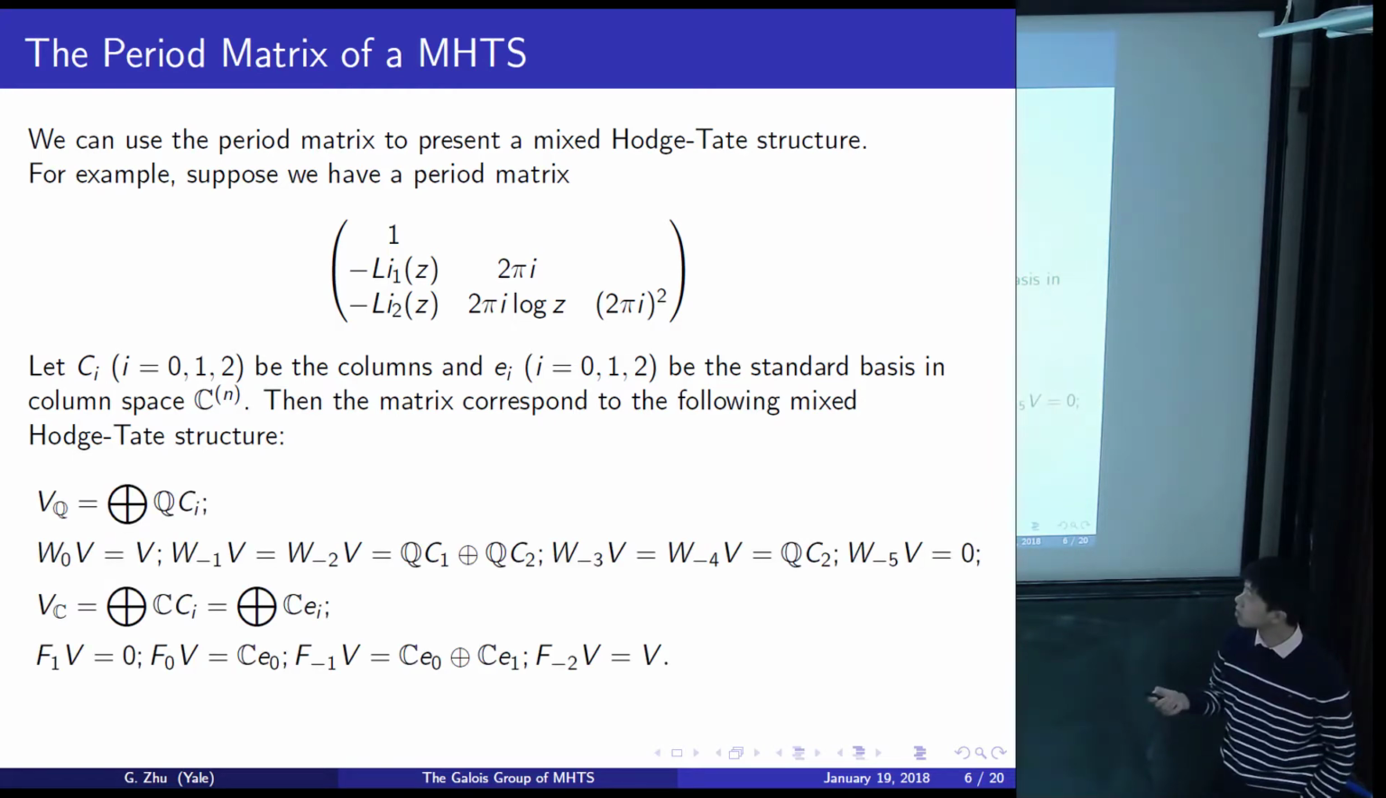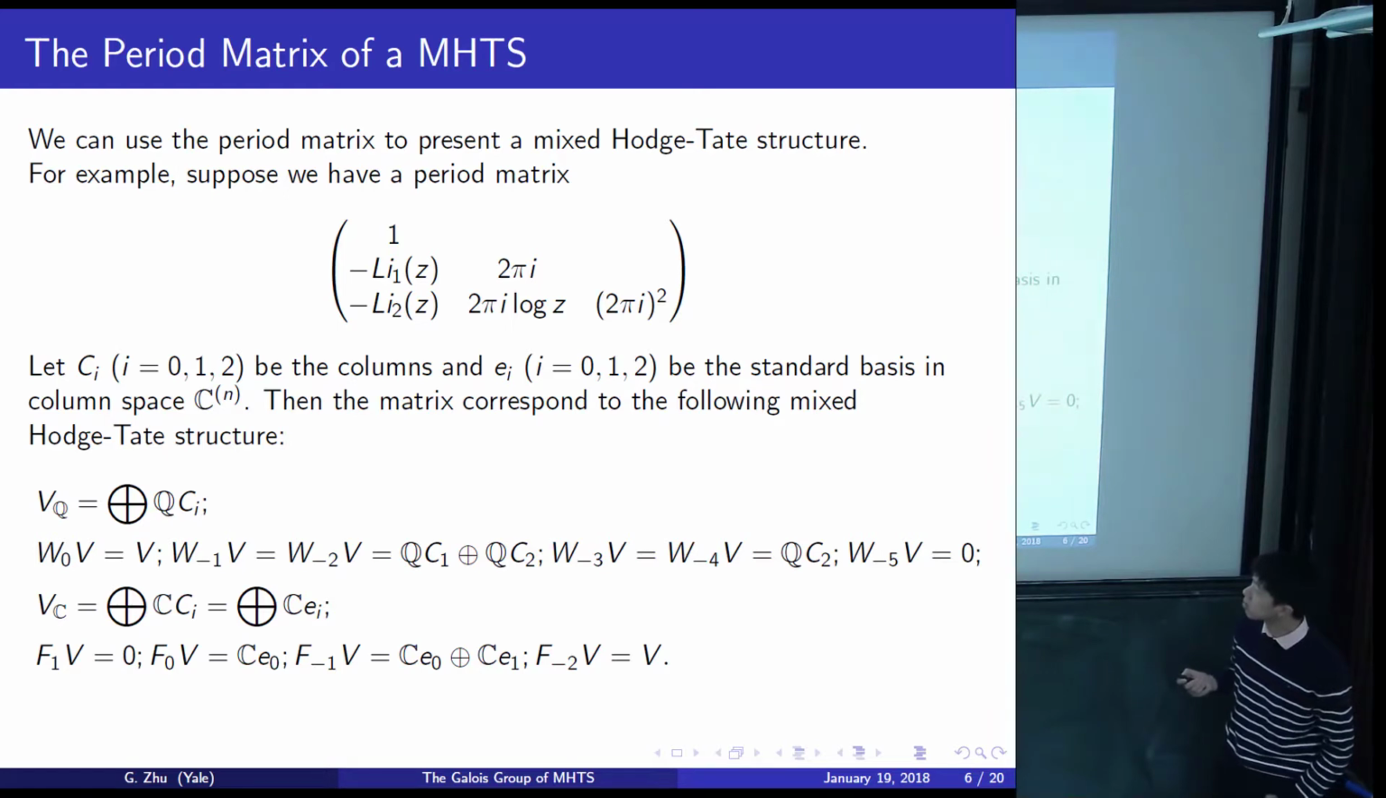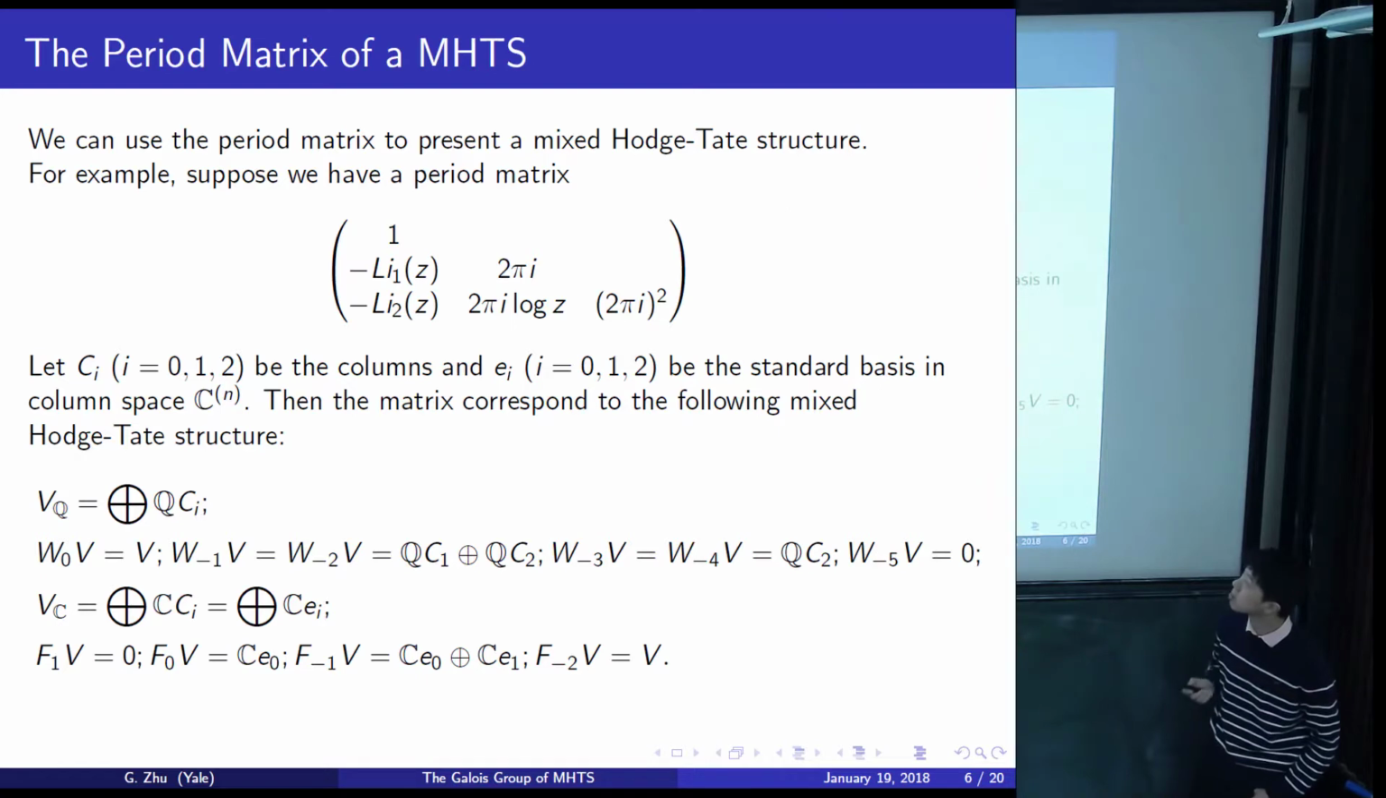So V_Q is the Q vector space spanned by the columns, and we can define the weight filtration. Basically, we consider the first column as Q(0), the second column as Q(1), the third column as Q(2). And the Hodge filtration is given by the standard basis, that is, F^1 is 0, F^0 is e_0 only, and e_1 gives F^-1, and e_2 basically gives F^-2. So this is the mixed Hodge structure we are going to use. This is just an example.